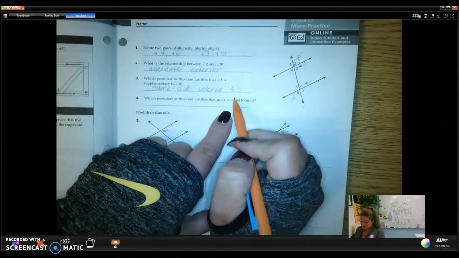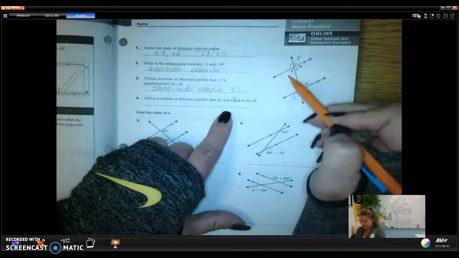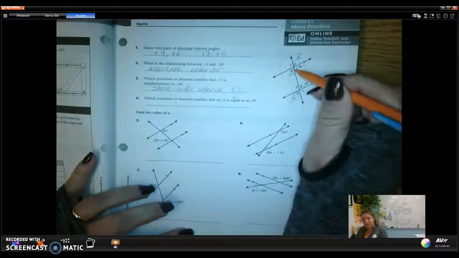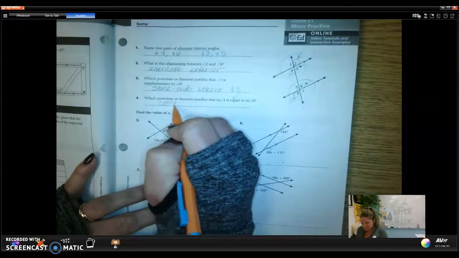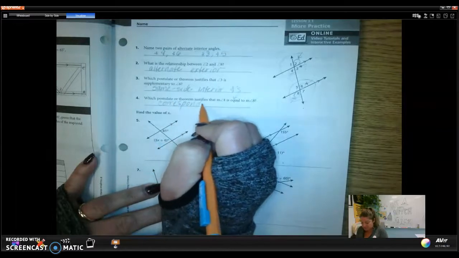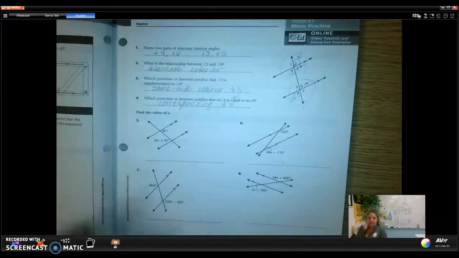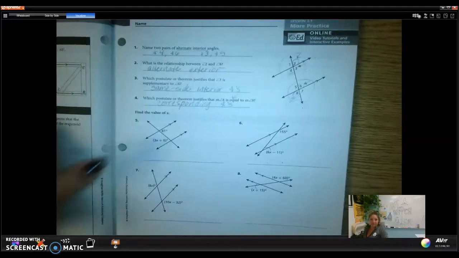All right, number 4, what is 4 and 8? And notice they're equal to each other because these lines are parallel. So 4 and 8, remember, if you can take this whole group and put it on top of this whole group, they are called corresponding angles. Okay, corresponding angles.